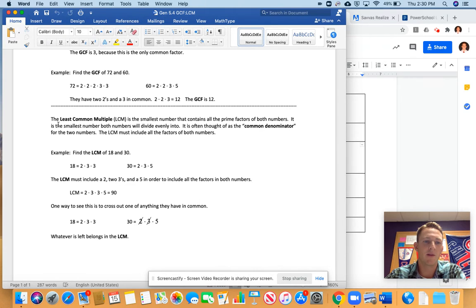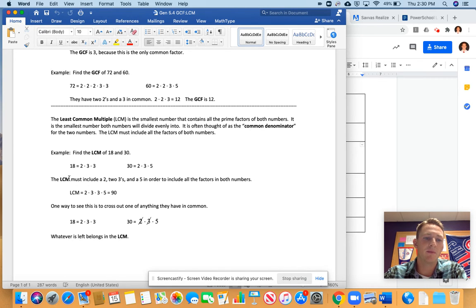And then on the other hand, we have the least common multiple. So we have two numbers again, and what's the smallest number that these multiply to? So let's find the least common multiple of 18 and 30. 18 splits up into 2 times 3 times 3, and 30 splits up into 2 times 3 times 5.